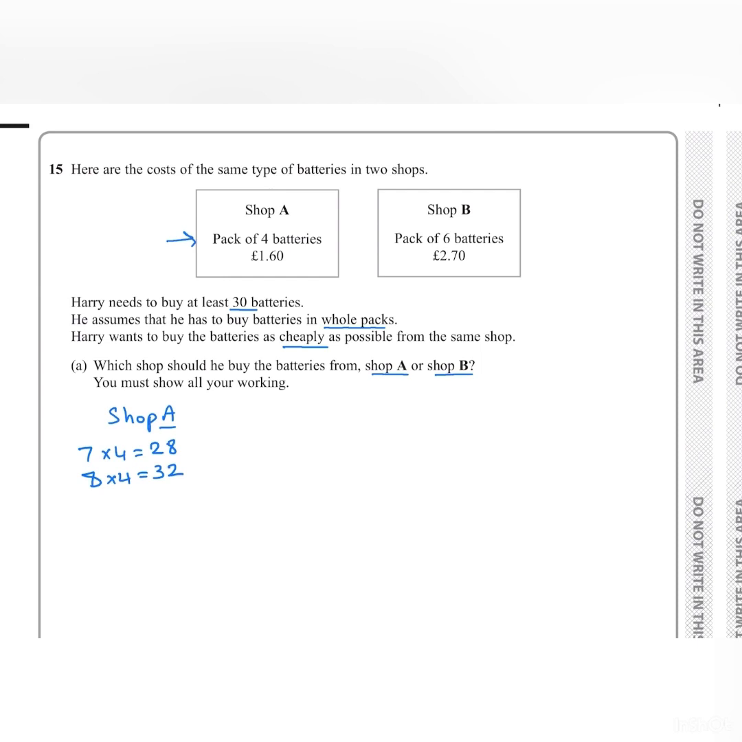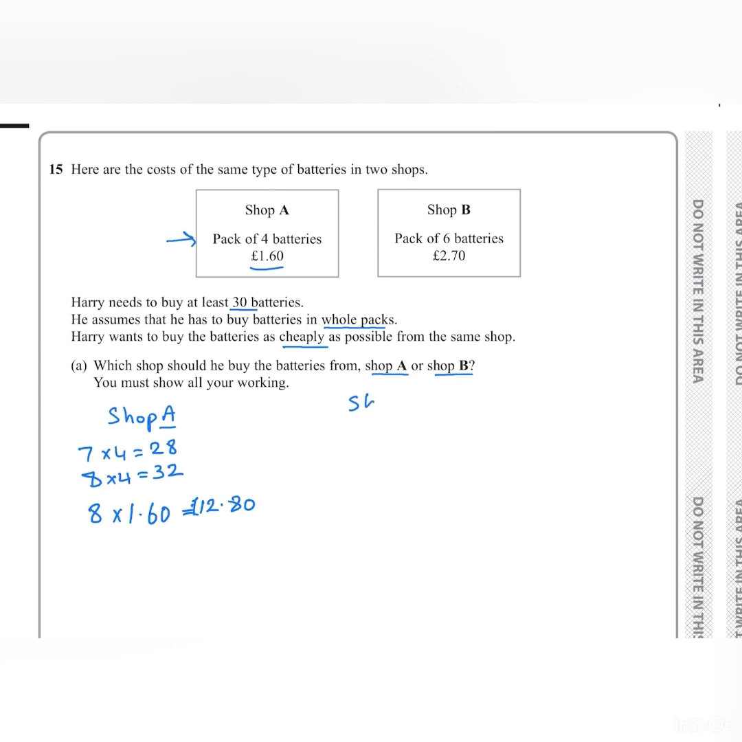So 1 pack is £1.60. So 8 times by £1.60, that is £12.80. He will have to pay that in shop A.